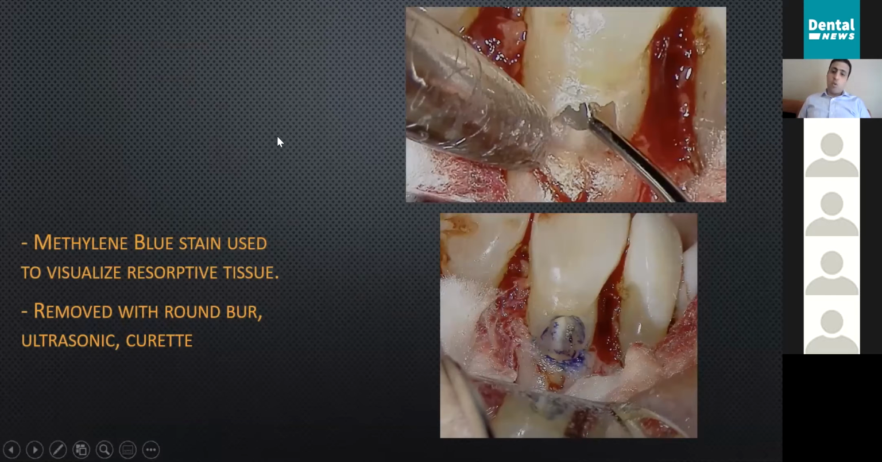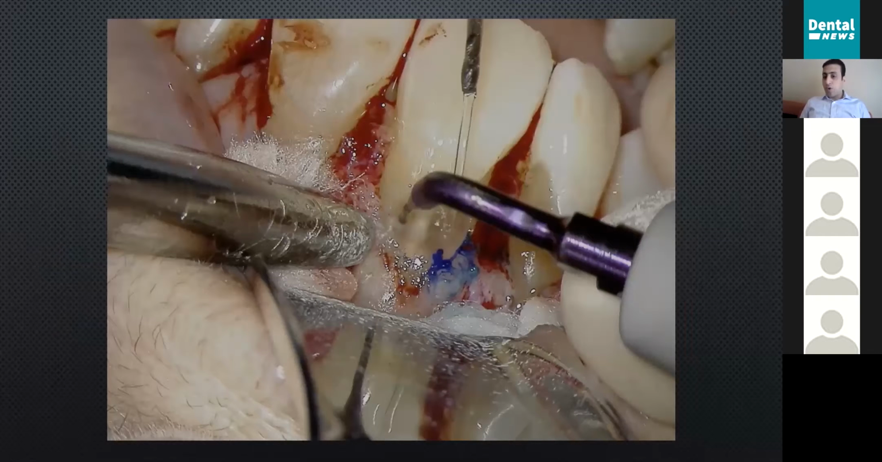And in order to ensure that you are removing all the tissue that's present in there, it's also suggested that you use methylene blue stain, because you'll be able to see if there are any remnants of tissue, which may cause relapse. If you see any remnants with methylene blue staining, you can remove them with a burr, or if you want to be a little more conservative, you can opt for ultrasonics to remove the rest after you use the burr for the main bulk of the resorptive defect.